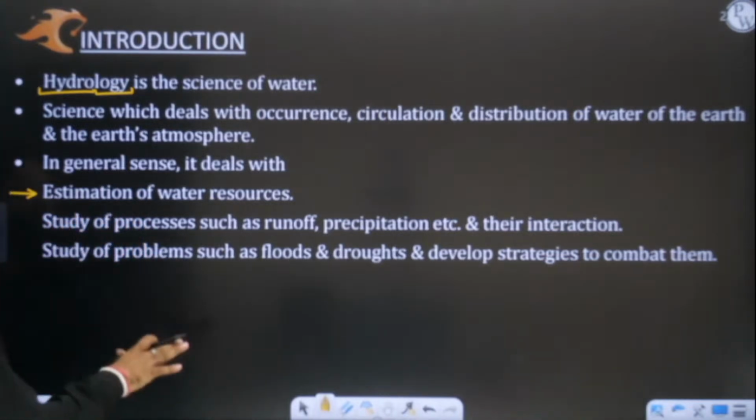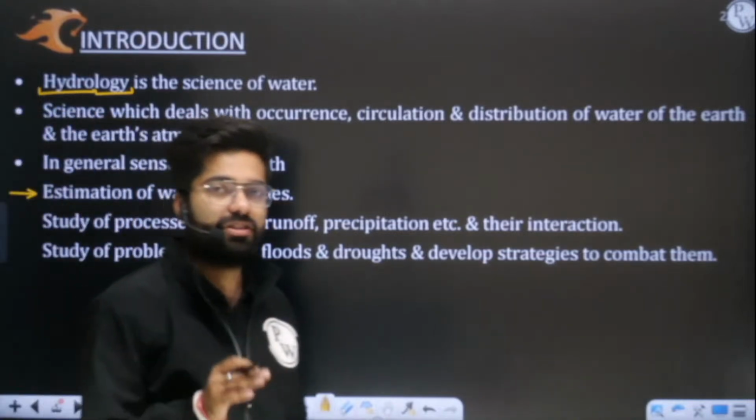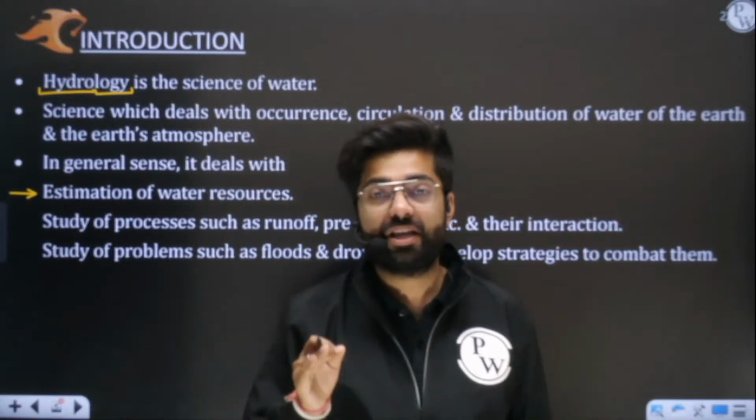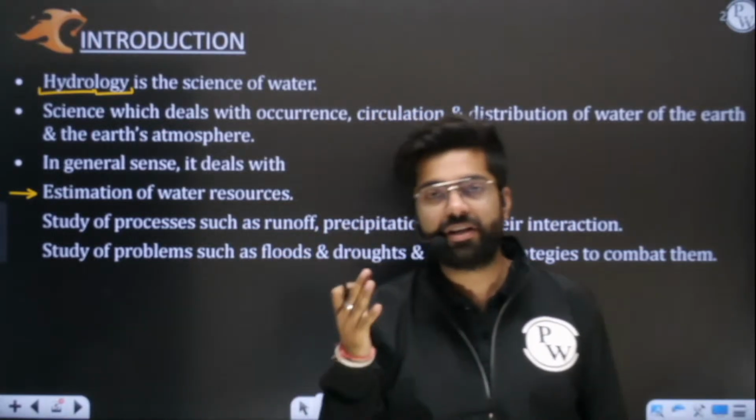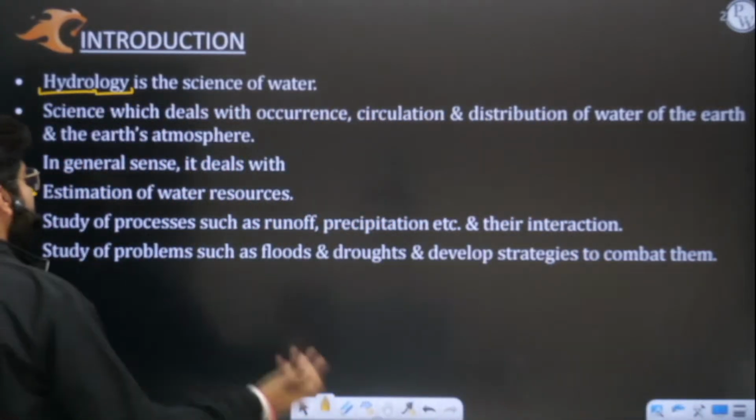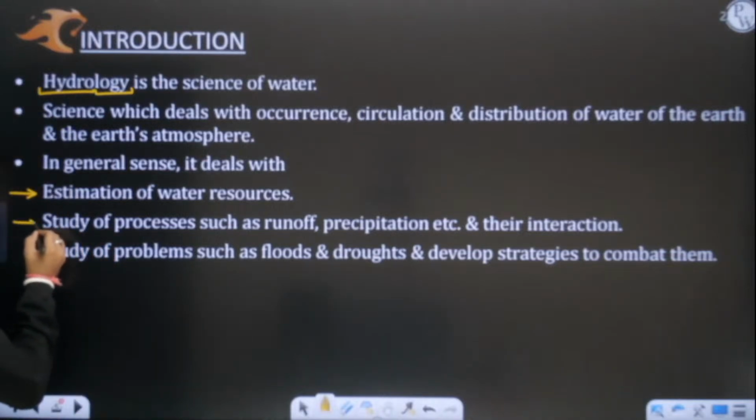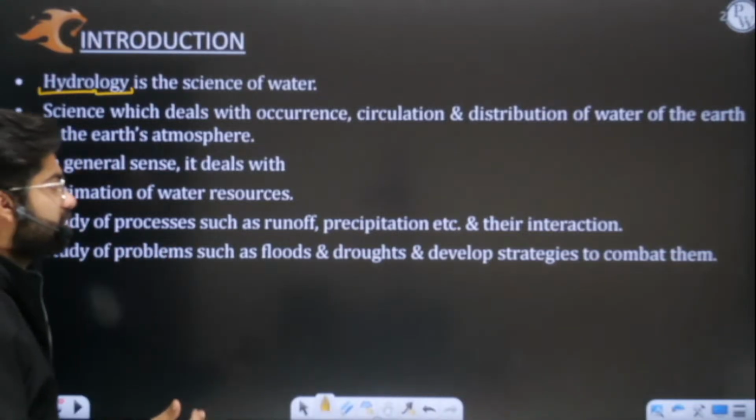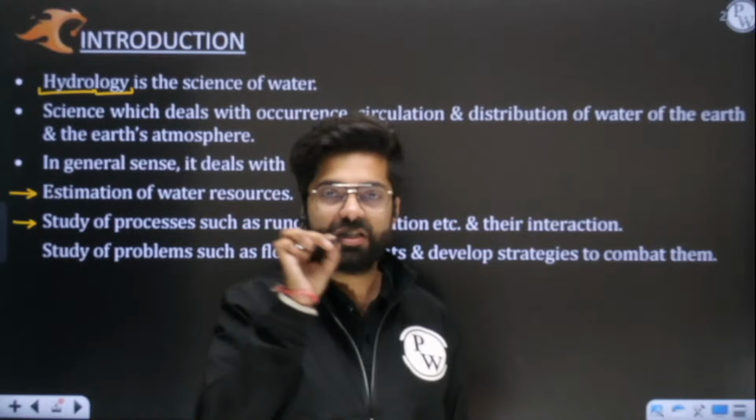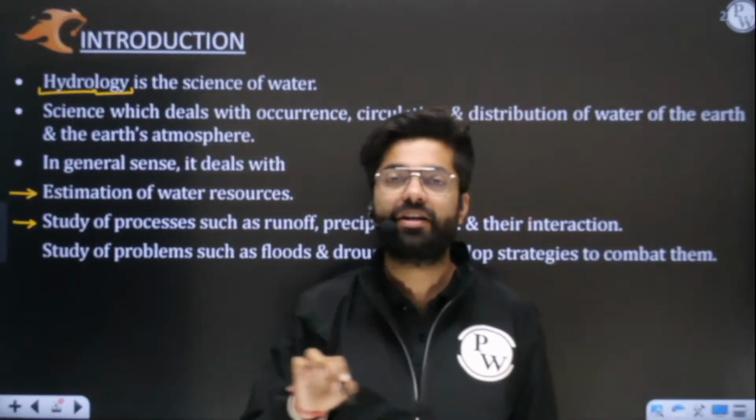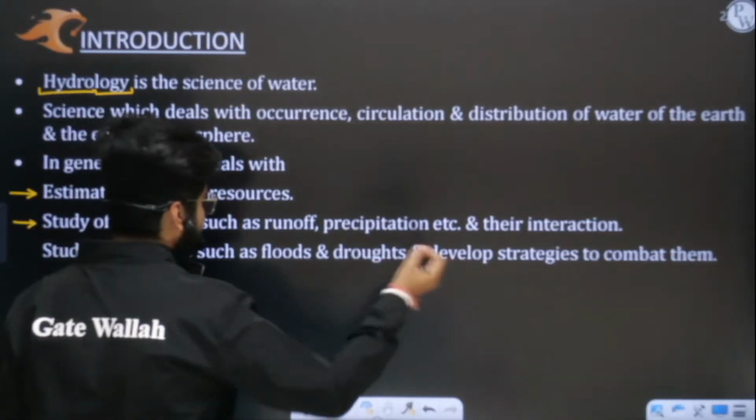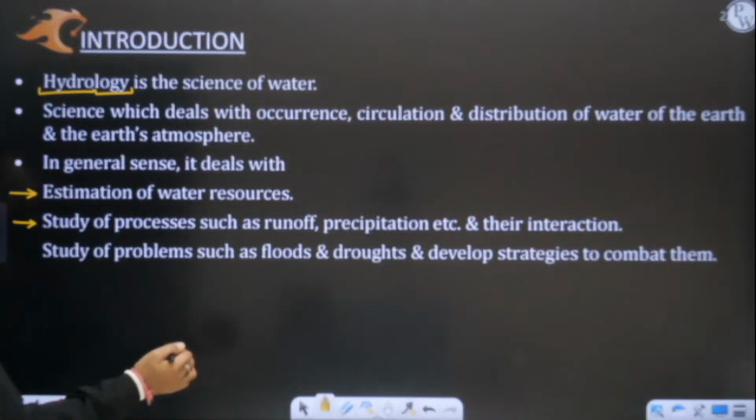So in a general sense, engineering hydrology deals with the estimation of water resources. We have to exactly evaluate or estimate the total quantity of water we have available, and then we will distribute it. After that, we have to understand the processes such as precipitation, runoff, evaporation, transpiration. These processes are all interlinked with one another, so we need to understand all of them and their interaction. This will also help us in managing the water.